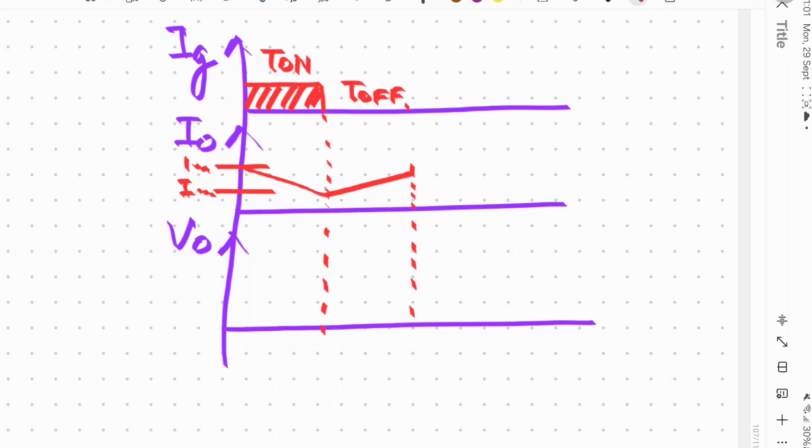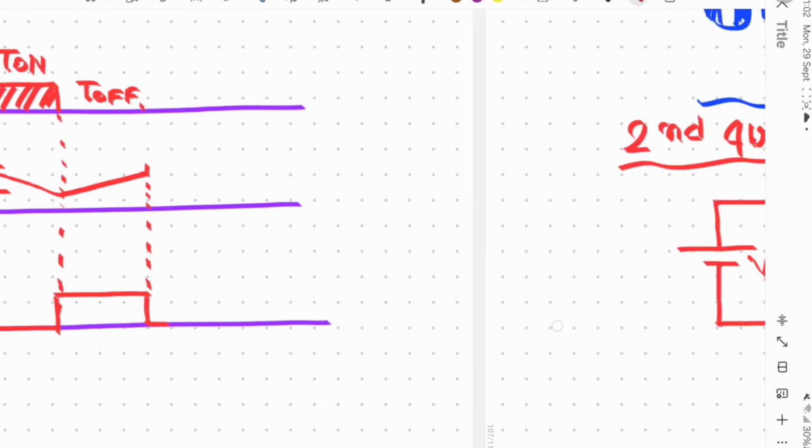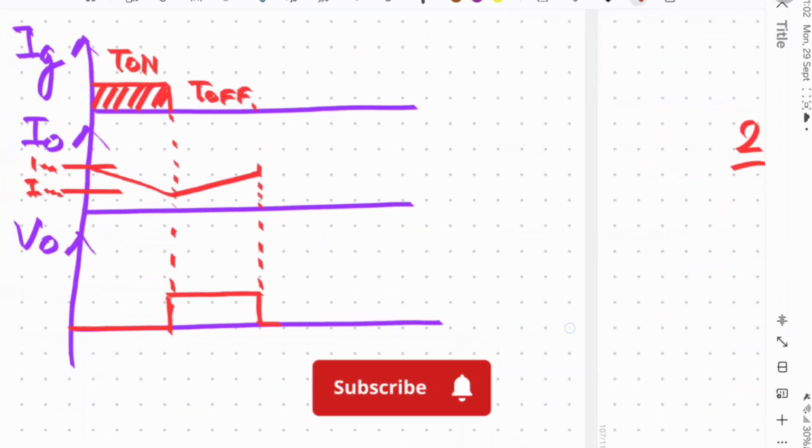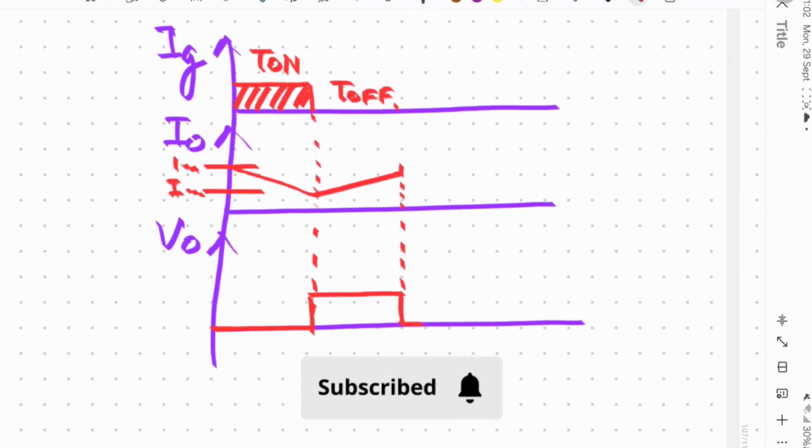Now if we see the output voltage, when T is on, the output voltage is 0, but when T is off, we get some output voltage. These will be the output waveforms for the class B chopper. Looking at the circuit, when the switch is on, it isolates the voltage source, so that's why the output voltage is 0. When it is off, the current flows in this way, so we get some voltage across the output. So this is the output waveform for the voltage, and this is the output waveform for the current. So this is all about class B chopper.